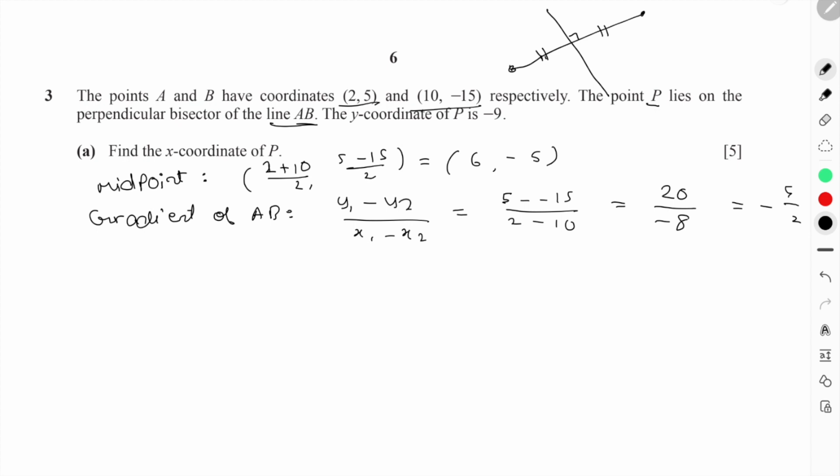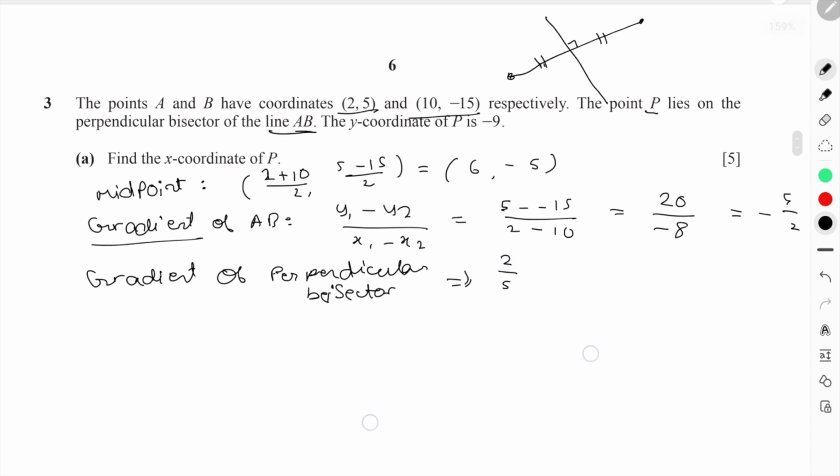So you know that perpendicular lines have a gradient which is the negative reciprocal of this line. And so the gradient of, okay, I can't write, I'll just write the whole thing. So perpendicular bisector is basically the negative reciprocal. So that's 2 divided by 5.